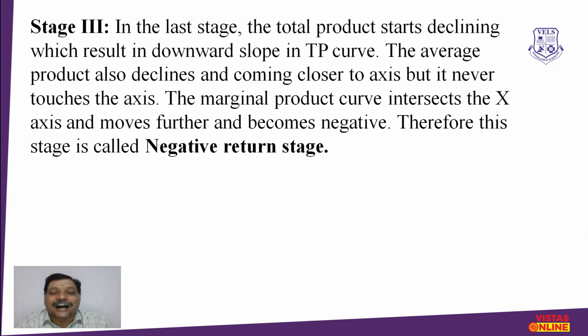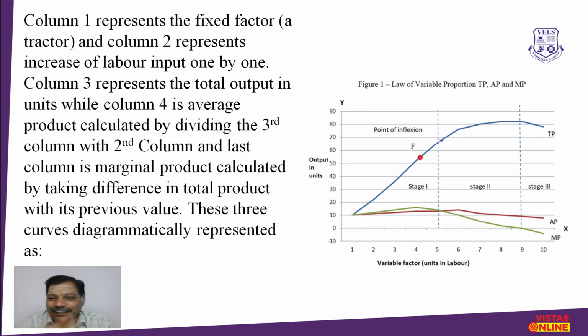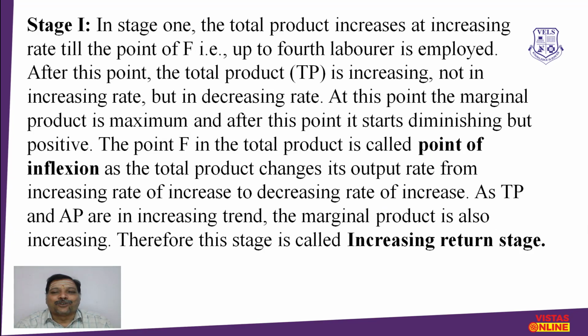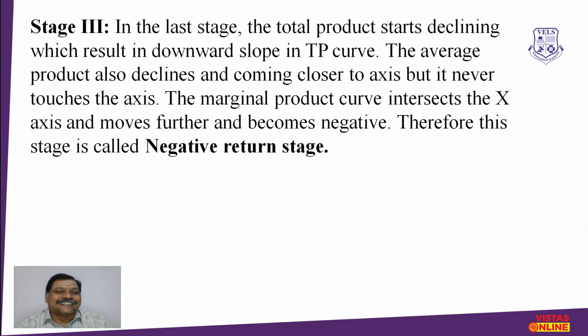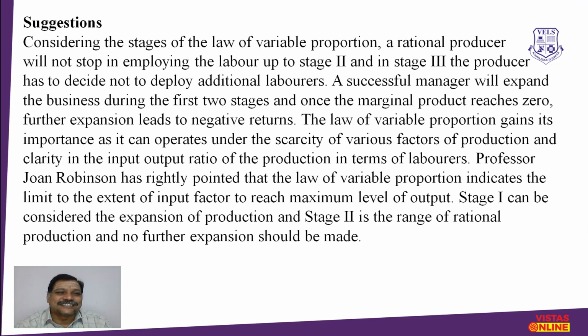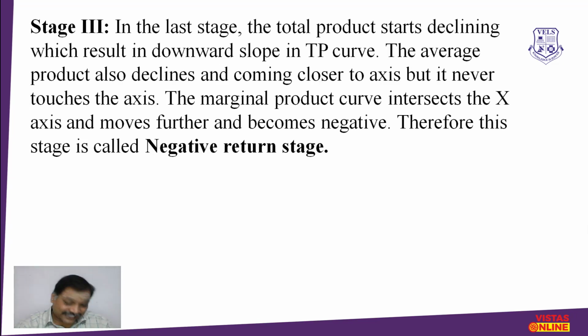For your sake, I will show the diagram. When the ninth laborer is employed, the marginal product reaches 0. When the 10th laborer is employed, it is minus 4. So that is why in the third stage, the total product is decreasing as the marginal product is negative. That is why this stage is called the negative return stage.